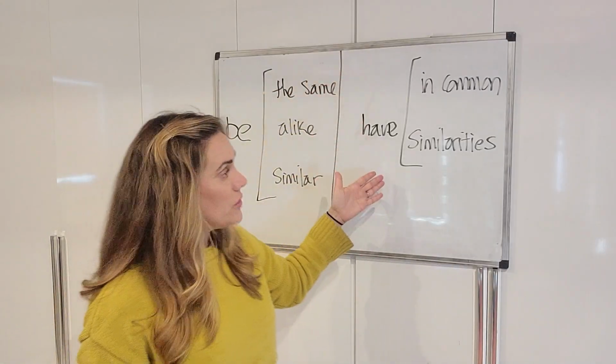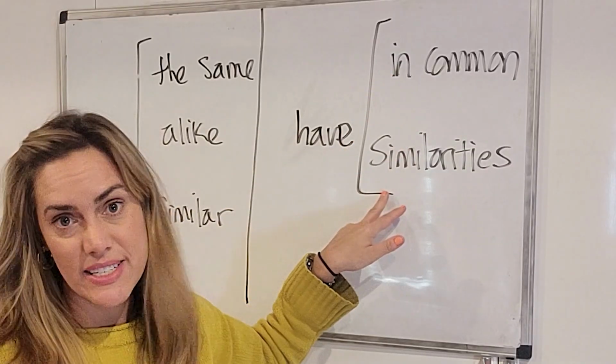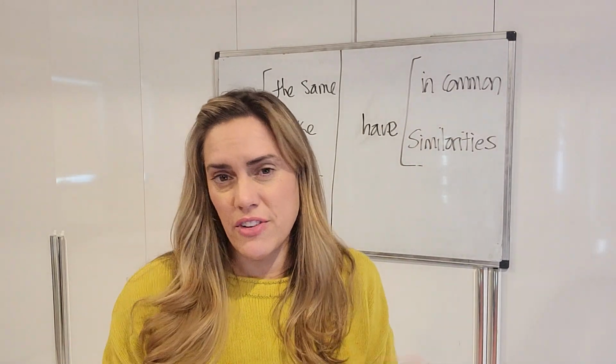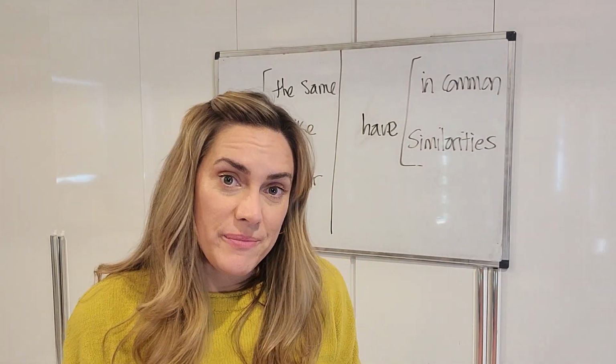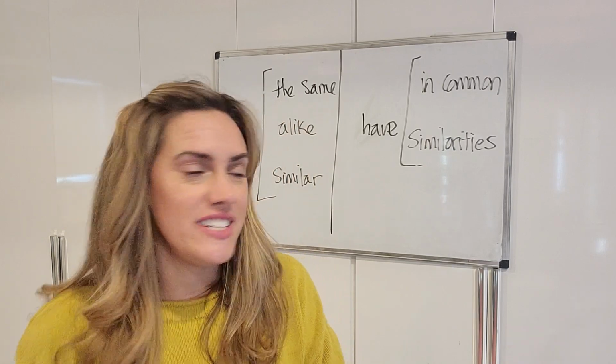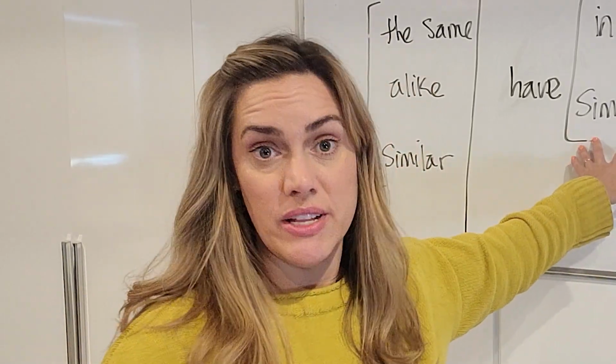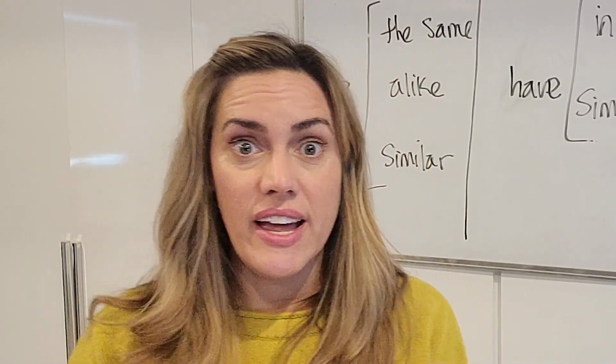Now over here, with these words, we have in common and similarities. In common, this is just a prepositional phrase. It's a phrase that we use, but before it, we often use have. Like, I have a lot of things in common with you. Or we have our personalities in common. But you can also say similarities. I have many similarities with you. Or we, both of us, have lots of similarities.